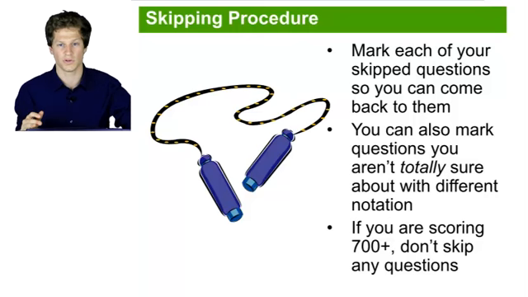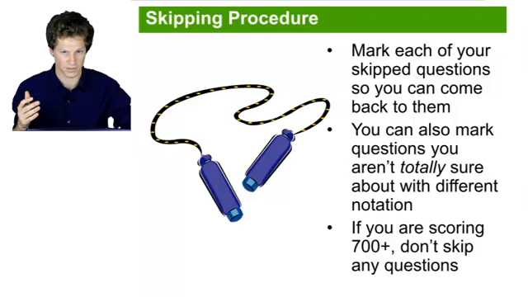During your initial approach through a section, you can also mark questions where you aren't totally certain about the answer that you've selected, so that after you've answered every question that you can, you may return to these questions and give them another go-around. We should also note that if you're scoring 700 or above on a given section, you should simply proceed through the test and attempt every question, as the principles of skipping do not apply to you.